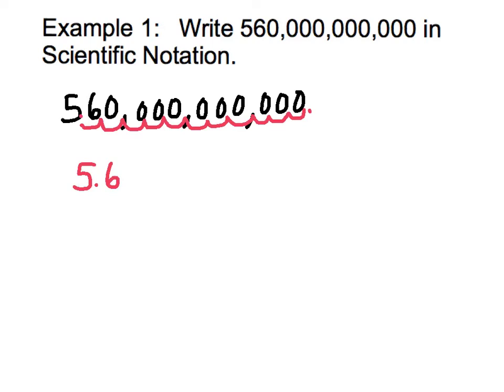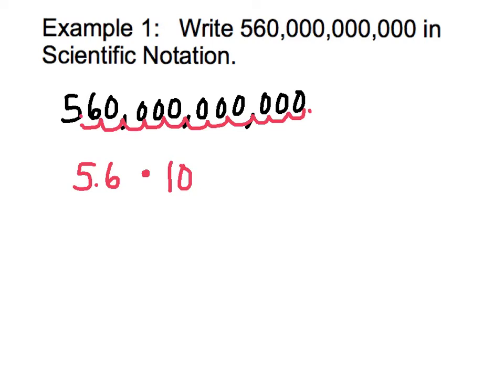Okay, step number 4 said write times 10 after the remaining decimal. So I'm going to write times 10 after my 5.6. Okay, step number 5 is going to be write the exponent that's after the power of 10 number.